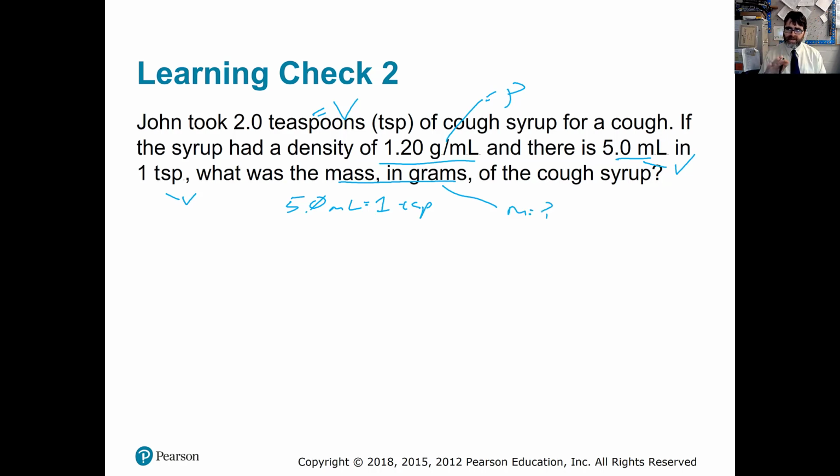There is a way to solve this one using the density formula, but it ends up being a little bit ugly because you still have to do the conversion factor, and so it's much more straightforward, like I showed on the last problem, to just do the conversion factor. So that's what I'm going to start with here.